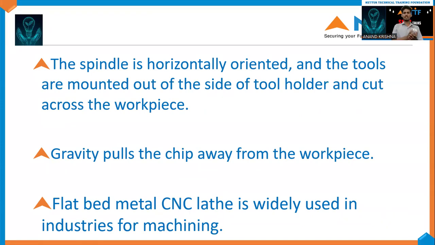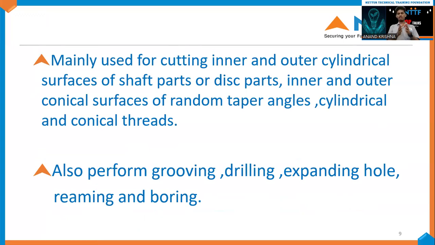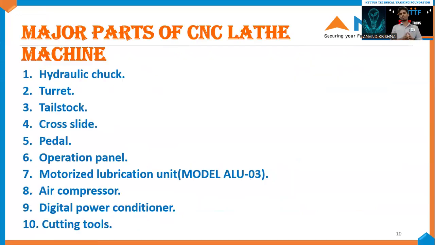Flat bed metal CNC lathe is widely used in industries for machining. It is mainly used for cutting inner and outer cylindrical surfaces of shaft parts and disc parts, inner and outer conical surfaces of random taper angles, cylindrical and conical threads, etc. It also performs grooving, drilling, expanding holes, reaming, and boring.